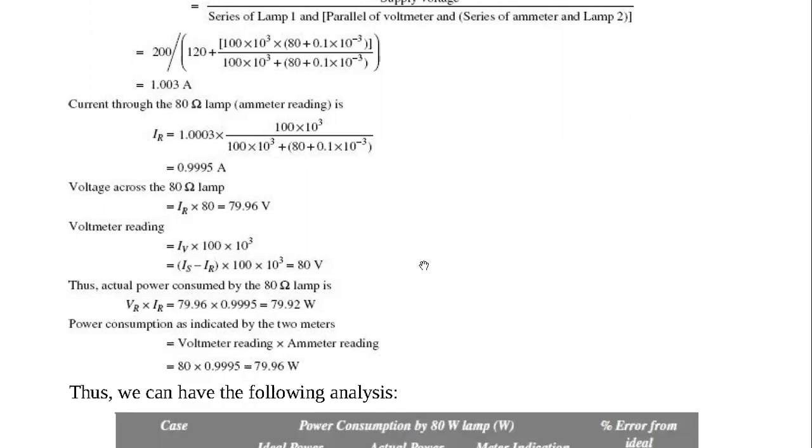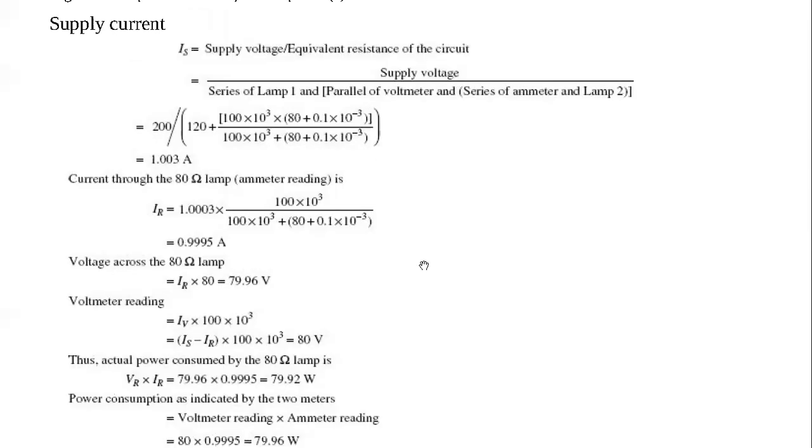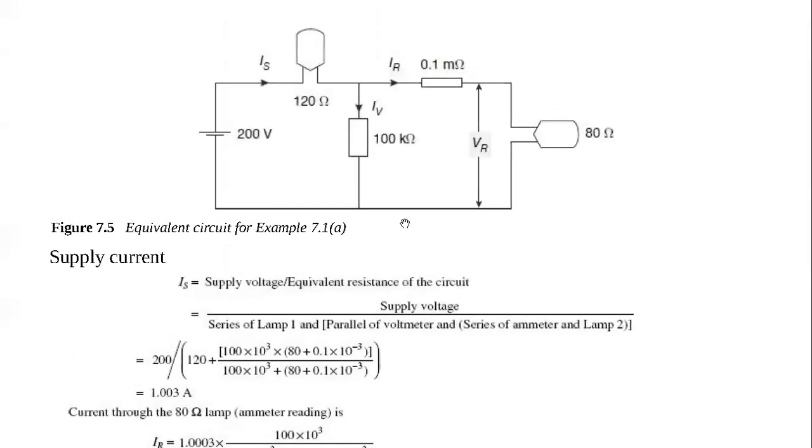For you to get the power that is consumed, you take the reading in the voltmeter times the ammeter reading. The ammeter reading is the current, the IR. You can see, because we said the IR, that is the current through the 80 ohm resistance, is also the current through the 0.1 milli ohm ammeter. They are in series, you can see here.